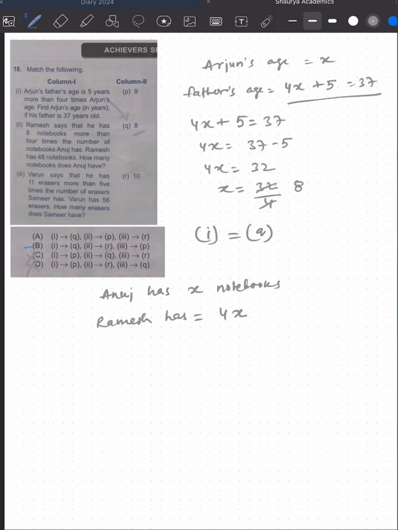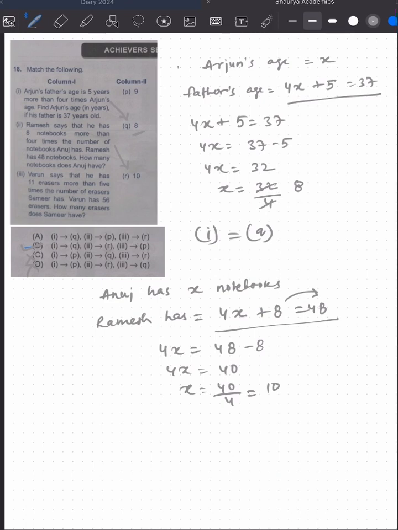So that becomes 4x plus 8 more. And how many notebooks does Ramesh have in total? 48. So that becomes your equation. Let's solve. 4x is equal to 48 minus 8, sending this 8 to the other side. 4x is equal to 40. X is equal to 40 by 4, which is equal to 10. So 2 is matching to R. So we have got B as our answer already. But let's check the third one as well.